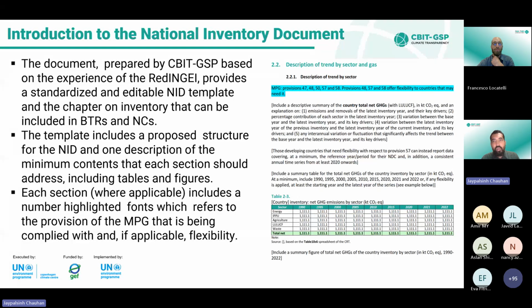You can see the blue text in the screenshot. We have also included the MPG provisions for each text and each subcategory: if you would like to put some information here, these are the MPG paragraphs related to it. You can go directly to that paragraph, read the instruction, and put in the information that you feel is convenient, according to your national circumstances. Along with this, we have also mentioned that there is some flexibility available for developing countries. If you would like to take it, you are free to do so and just mention it here.